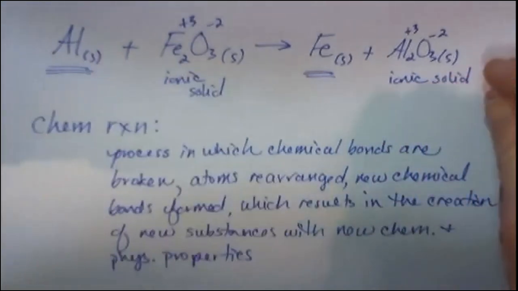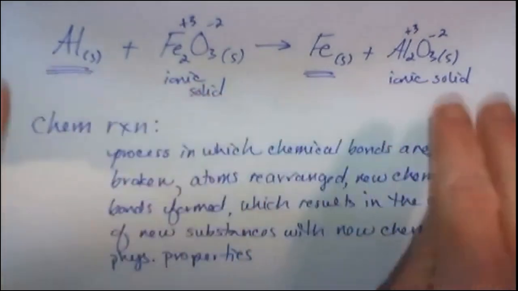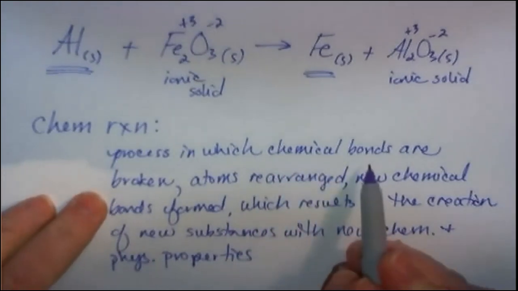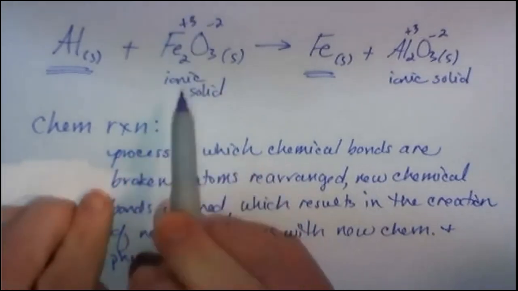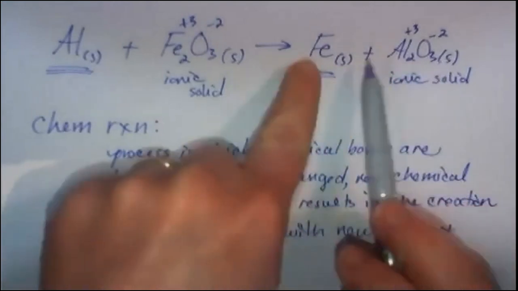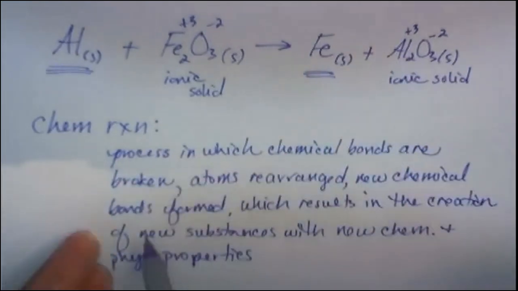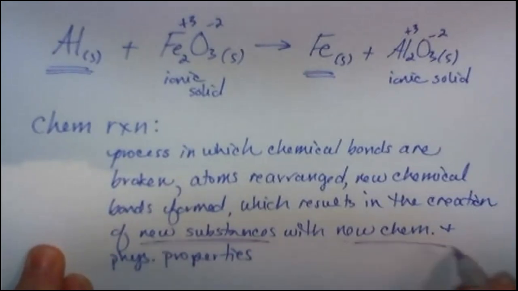And I hope that we can see the breakdown of this definition with this chemical equation. Chemical bonds are broken. So the attraction, the ionic bond between the iron and the oxygen was broken. The atoms got rearranged. The aluminum is now paired with the oxygen and the iron is not. Well, that happened because a new ionic bond was formed, and then we create new substances with a different set of chemical and physical properties.